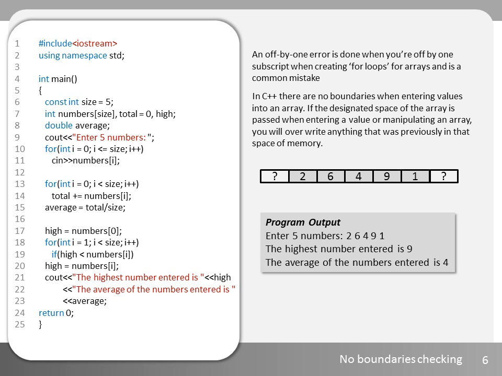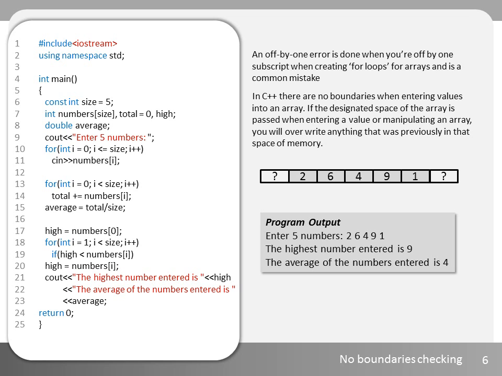Now the user enters 5 numbers using a for loop. The for loop says that I equals 0. The loop stays running till I is less than or equal to size, and I increments by 1. This right here is known as an off by 1 error.